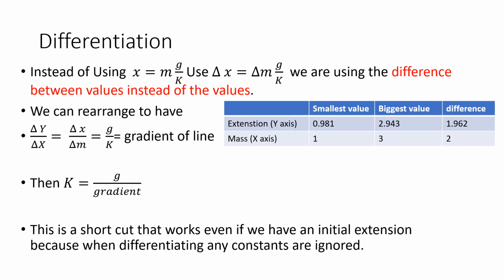So this is a shortcut that works even if you have an initial extension, because even if there was a constant, like there was in our plot, it gets ignored basically. We're only using the difference in the values. So yeah, think of this as the better way to do your experiments, because algebra isn't the best way. I'm going to show you how to do it using algebra, but it's not as good.